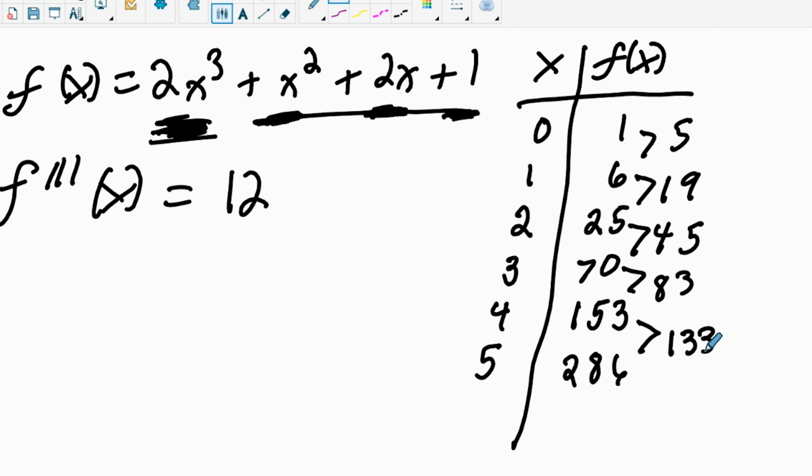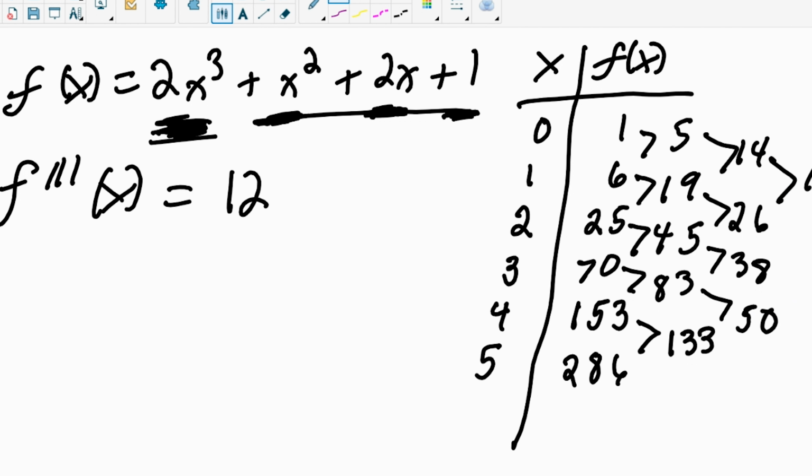And then I'll do the second level, which also won't be the same. And so this will be 14. And this will be 26. And this will be 38. And this will be 50. And now, if you look at the third level, the difference between 14 and 26 is 12. 26 and 38 is 12. 38 and 50 is 12.